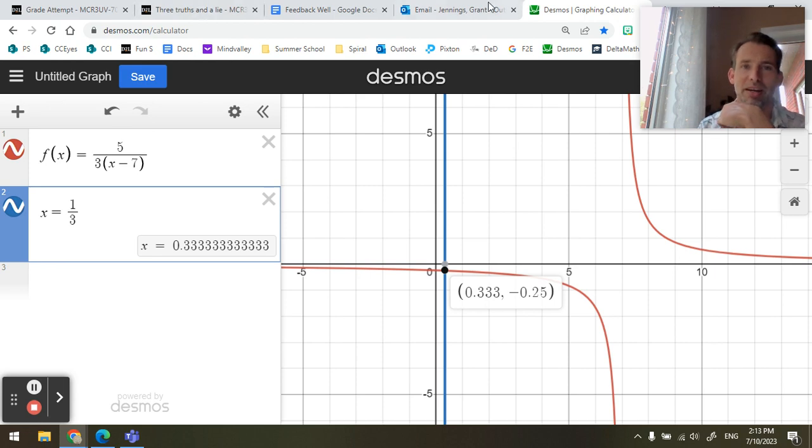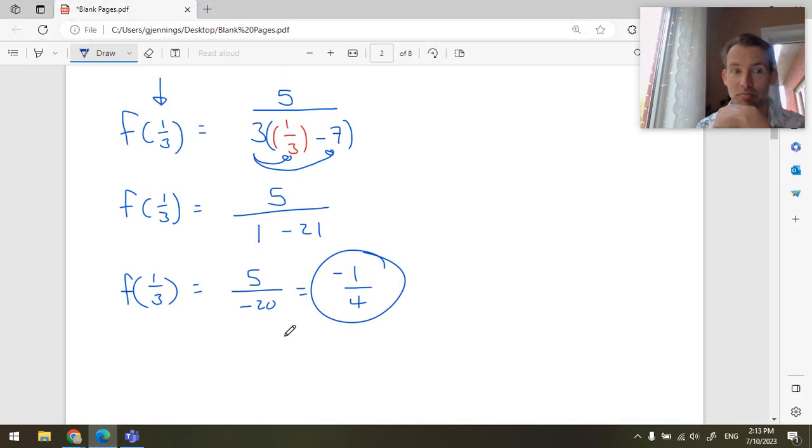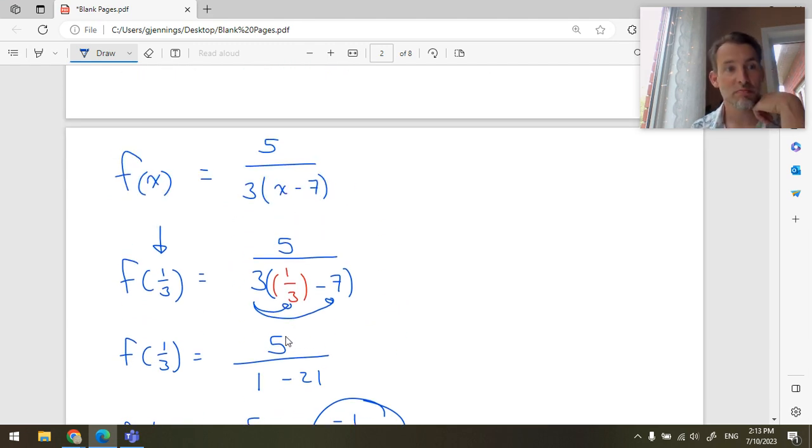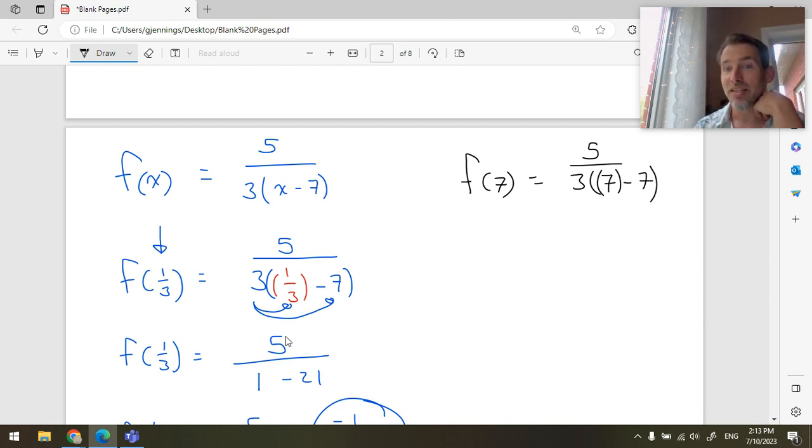Now, what if I did the crazy thing of asking you to evaluate this where x is 7? What then? Let's find out. If f at 7, we want to evaluate 5 over 3 times 7 minus 7. That's substituting in there for x. But 7 minus 7 is a fancy way of saying 0. So you have f at 7 is equal to 5 over 3 times 0.